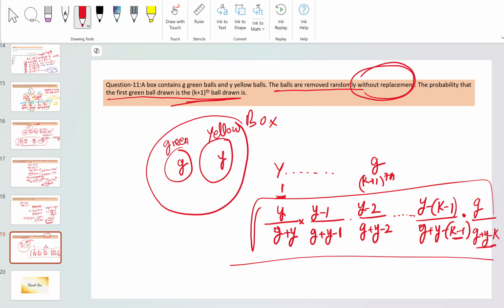Because in the total box there are G green balls and Y yellow balls, the total will be G plus Y. So Y divided by G plus Y, then multiplying by (Y minus 1) over (G plus Y minus 1), and so on, going to the first green ball, that is G divided by (G plus Y minus k).